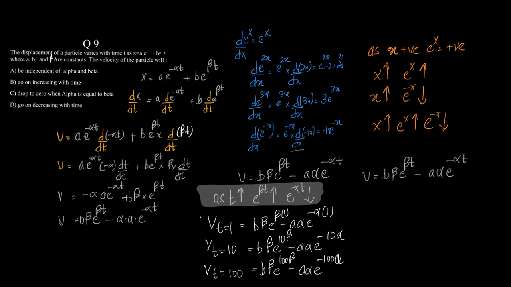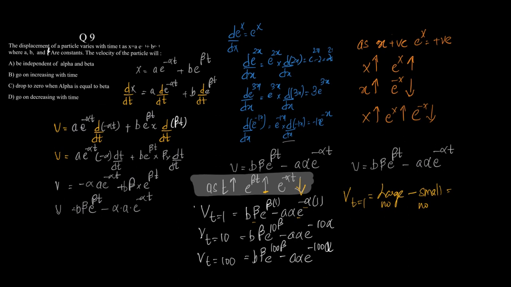Now, let us try to understand the physical meaning of this. This means that v at t equal to 1 is basically equal to b into e raised to beta, which is a larger quantity, so a large number, minus e raised to minus alpha t, which, because the value decreases, is a small number. For example, 10 minus 1 is equal to 9, which is basically a large number.